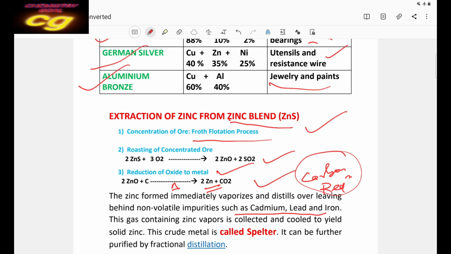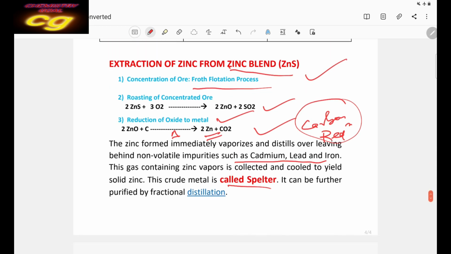And the metal containing impurity of zinc is called spelter. The crude metal, that is metal containing impurity, is called spelter. Spelter is the impure zinc, and it can be purified by the distillation method. As it has a low boiling point, it can be separated and refined by the distillation method. So these are very important methods in the extraction of different metals.